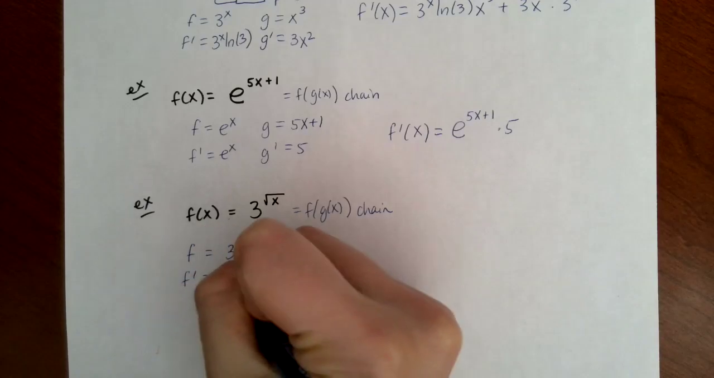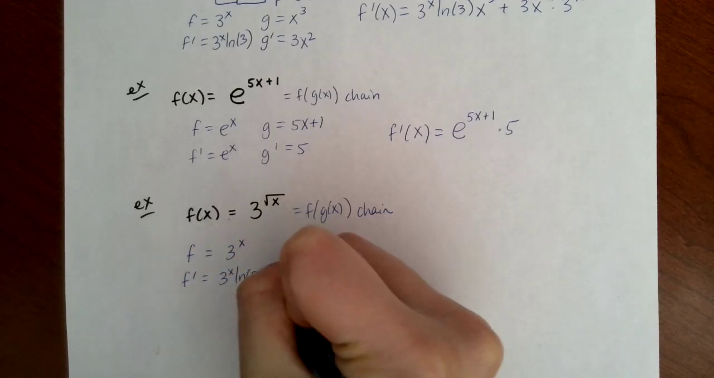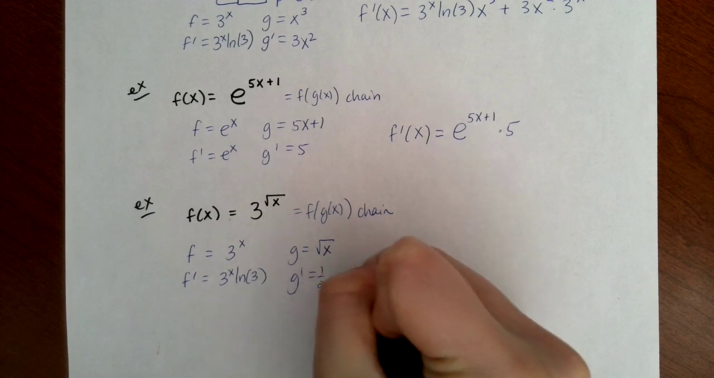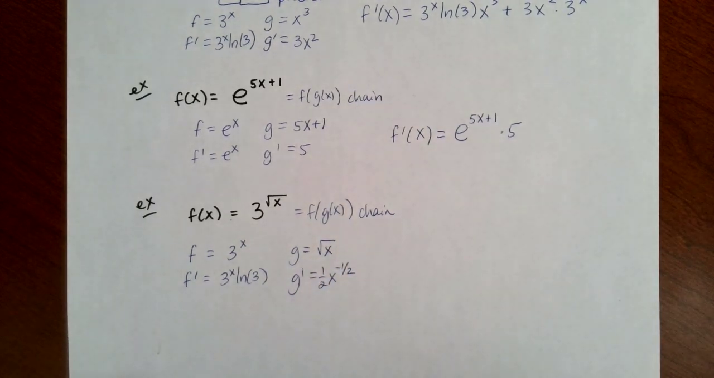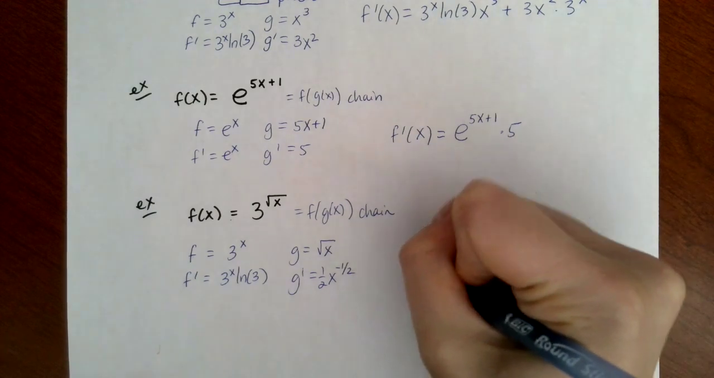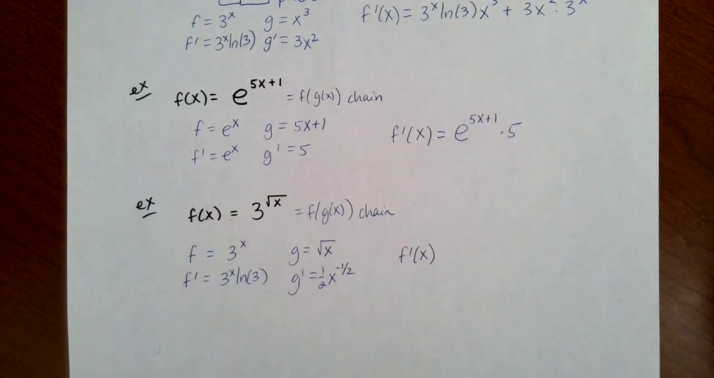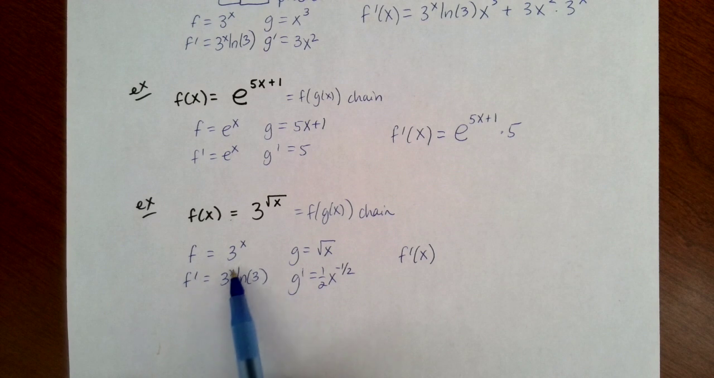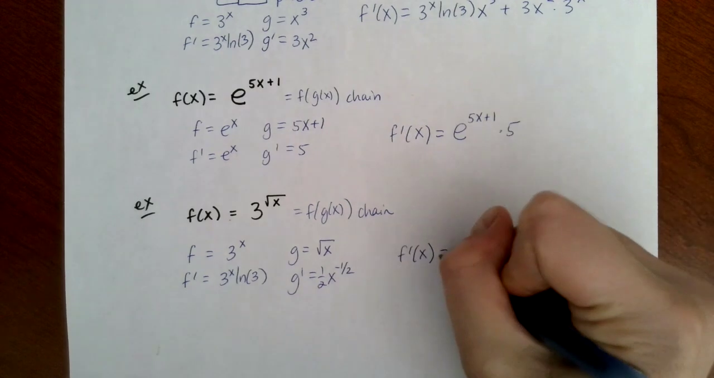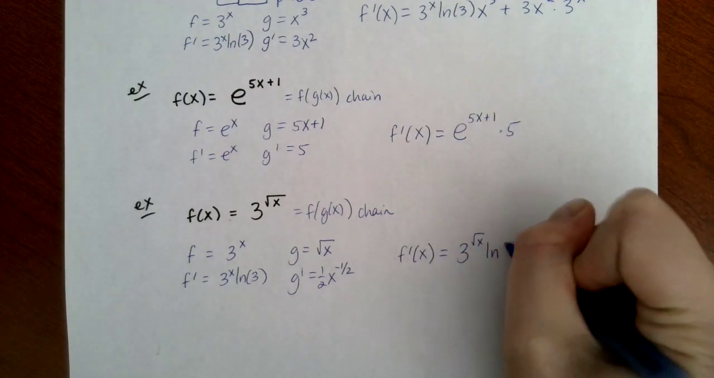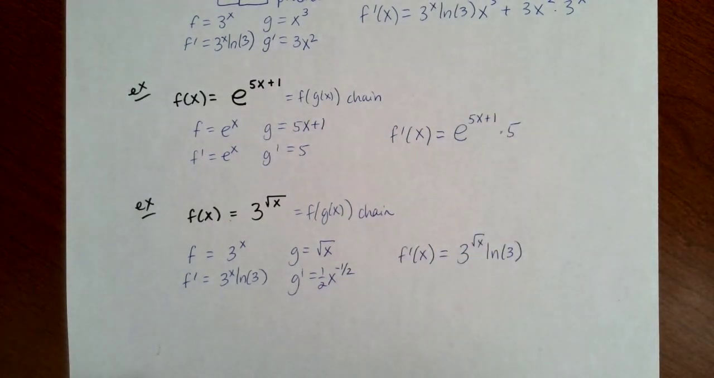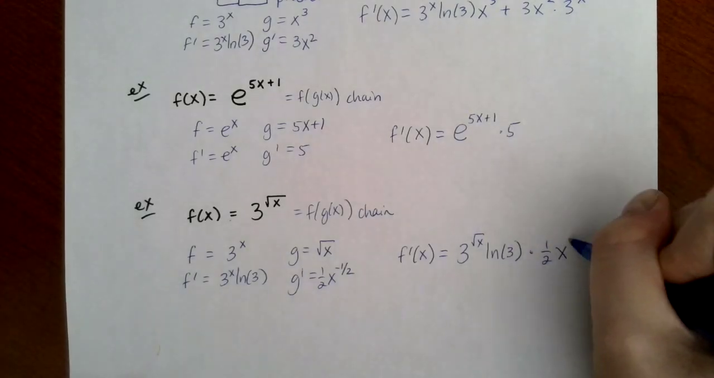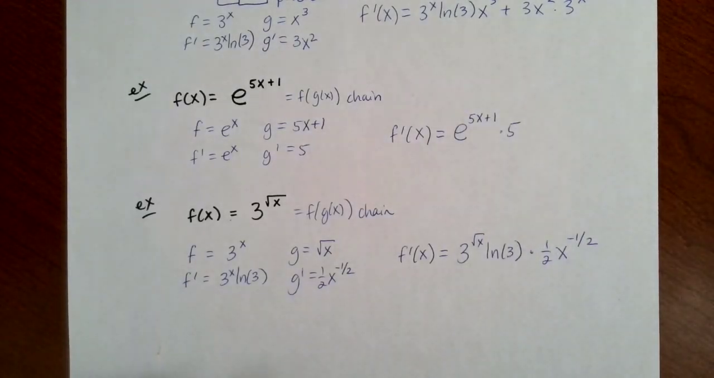Each of them is a derivative rule. We have 3 to the x ln of 3, and then 1/2 x to the negative 1/2. And then one more time, I'll put them together into the chain rule formula for my final answer. So I have f prime of g. I'm going to have this whole formula, but just this x up in the air, I'm going to fill in with root x. So this is f prime of g, and then times g prime, which puts a 1/2 x to the negative 1/2 at the end.